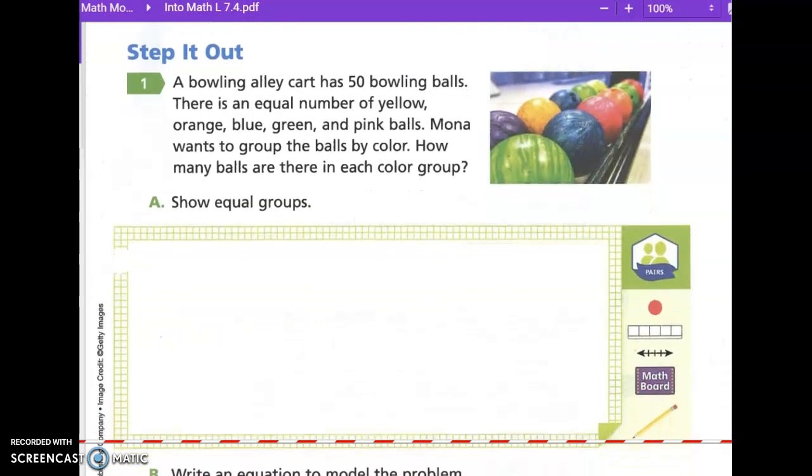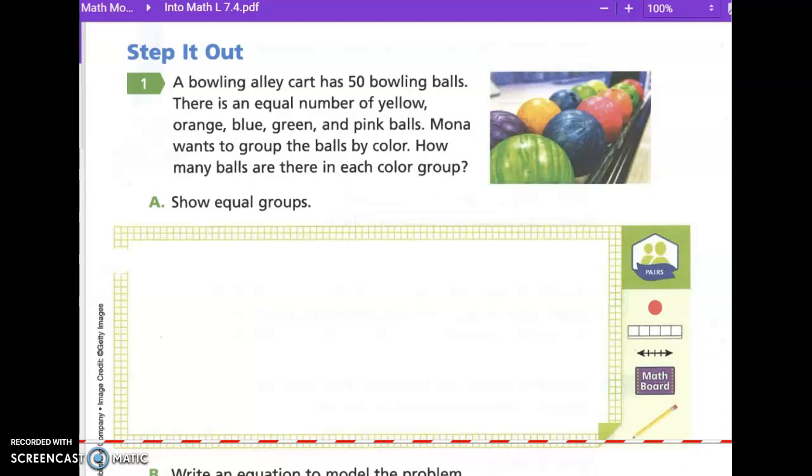A bowling alley cart has 50 bowling balls. There is an equal number of yellow, orange, blue, green, and pink balls. Mona wants to group the balls by color. How many balls are there in each color? Count and see if you can see how many groups we need. Count the colors.